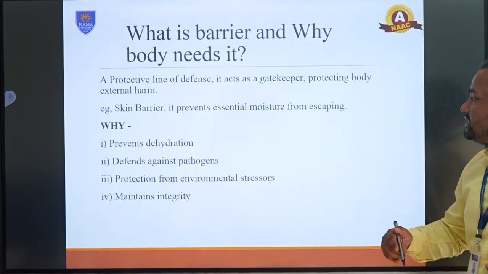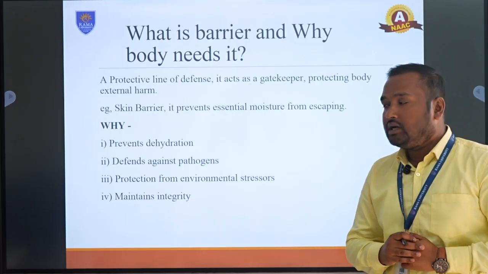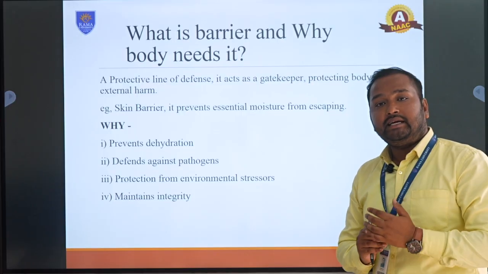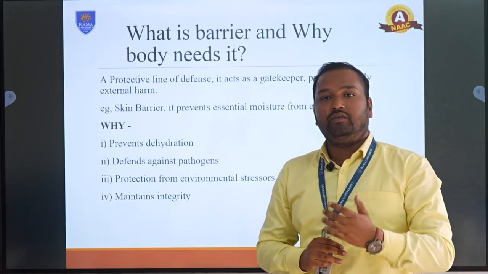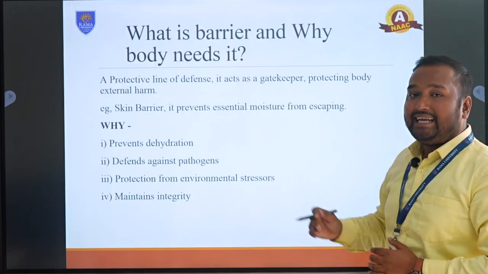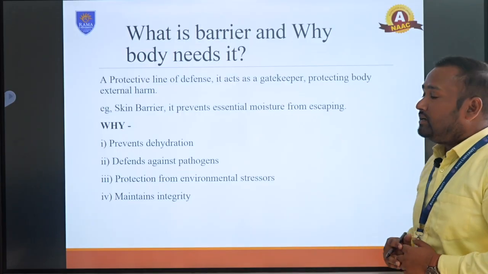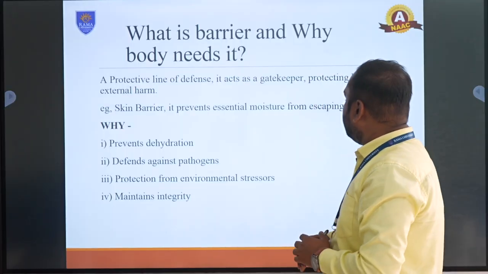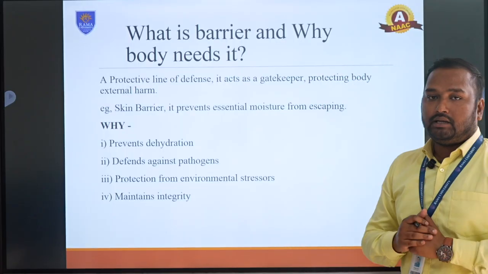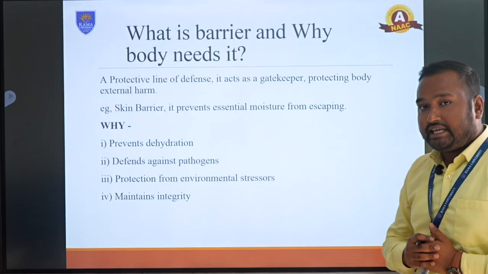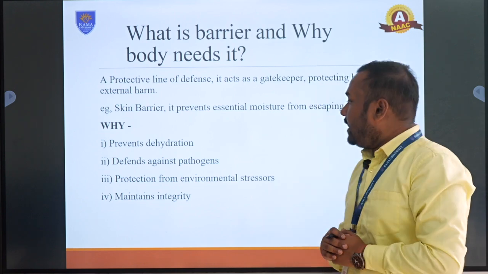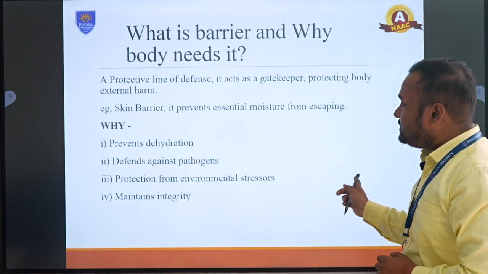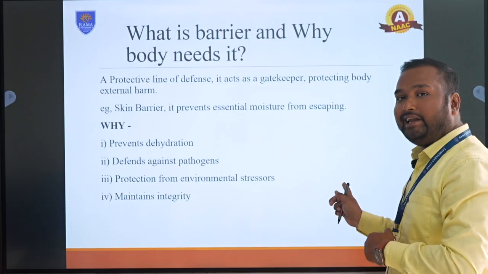Now, let's talk about the various barriers which are present in our body. But before that, let's discuss why we need a barrier. A barrier is a protective line of defense, the first line of defense, that acts as a gatekeeper. It provides protection from the external harm that we get from the environment. For example, the skin barrier prevents moisture from escaping, maintains hydration, and keeps pathogens from entering our internal environment.